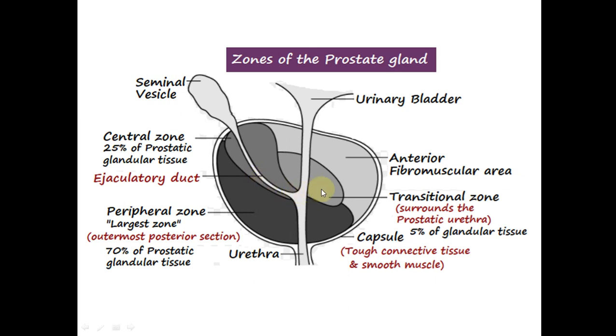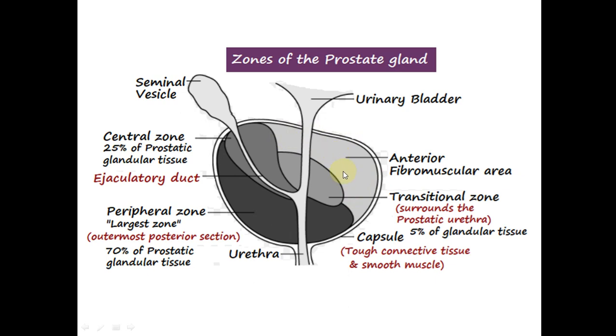The very important zone is the most inner one, known as the transitional zone, because it contains transitional epithelial cells just like those present in the urethra and the urinary bladder. Though this portion contains only 5% of the glandular tissue, it surrounds the urethra, and during benign prostatic hypertrophy it compresses the urethra and causes problems in urination. The anterior zone is mostly composed of the fibromuscular area.